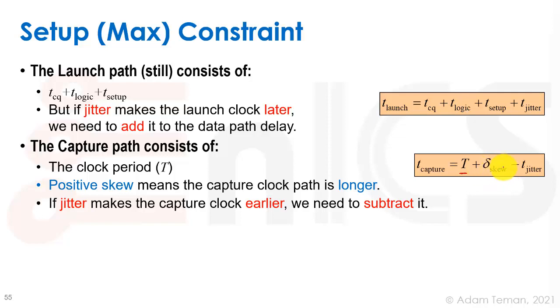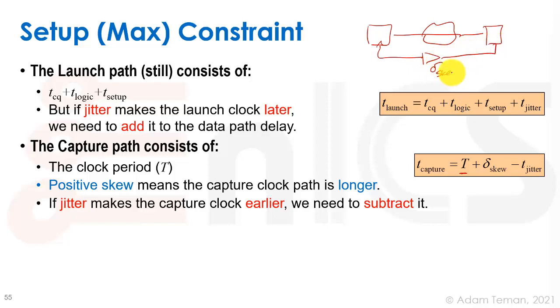The other thing is skew. Skew is defined as positive when we're going in the direction of the propagation of our signal, from launch to capture. So we define skew as a delay in this direction. This is going to be our delta skew.